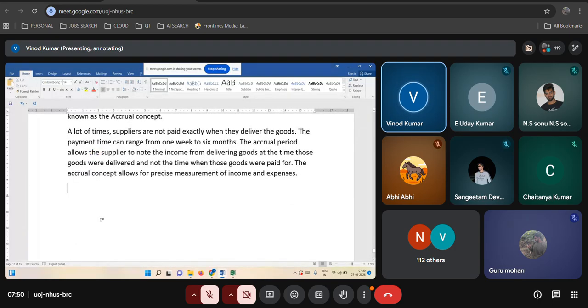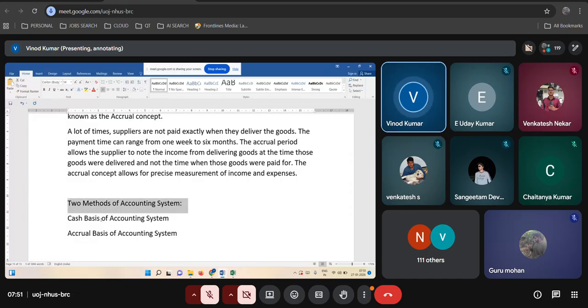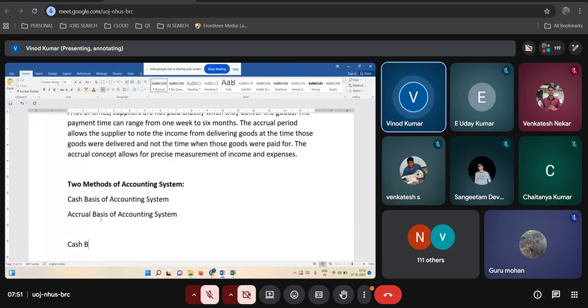The next concept is last but not least, and it is very, very important. There are two methods of accounting system, guys: one is the cash basis of accounting system, and the other is the accrual basis of accounting system. So let's understand the definition of both individually.